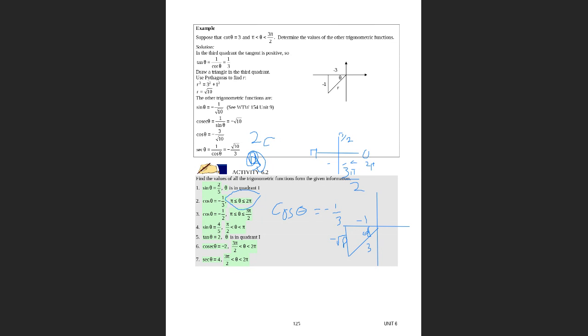Then you can use the trig ratios. Sine is opposite over hypotenuse, tan is opposite over adjacent, cosec is hypotenuse over opposite, sec is hypotenuse over adjacent, and cot is adjacent over opposite. Then we can find all the trig ratios. Are there any questions there?